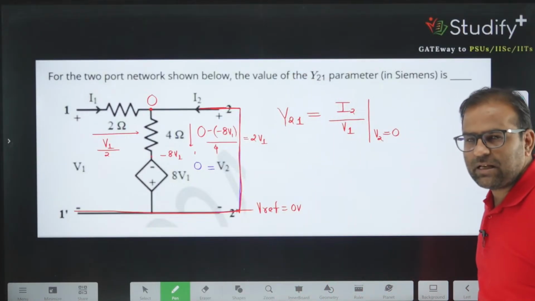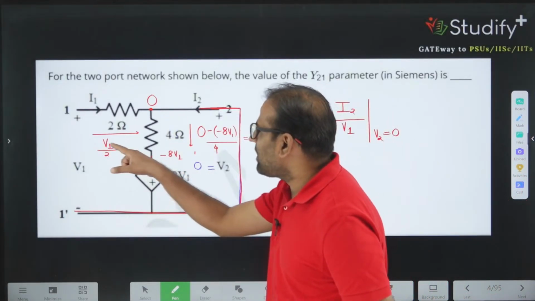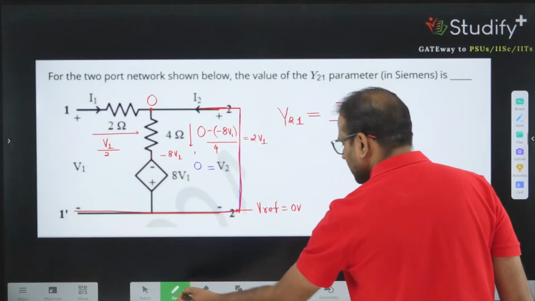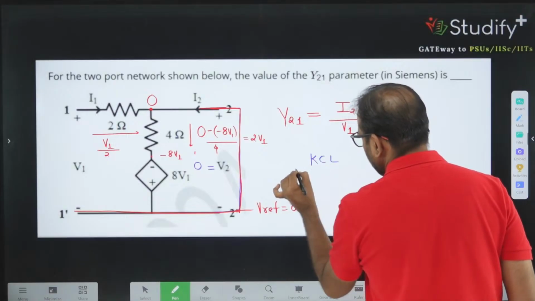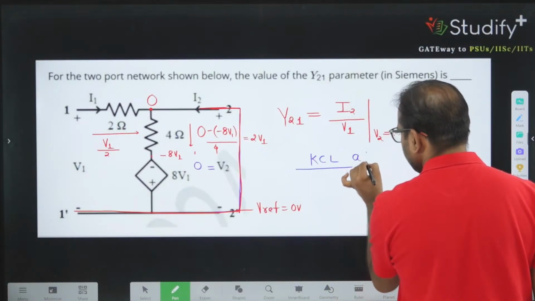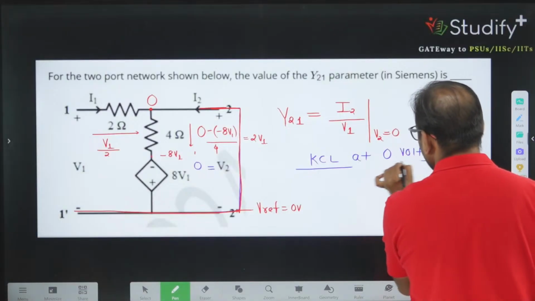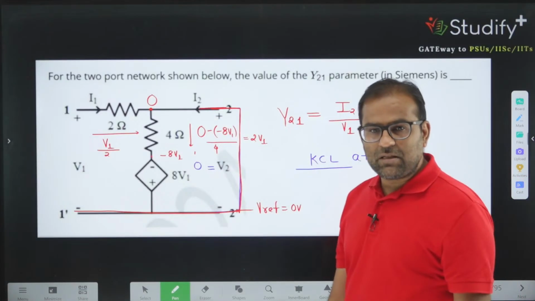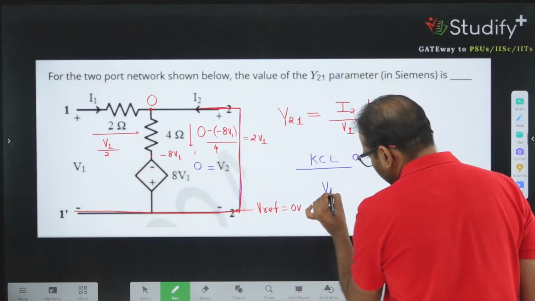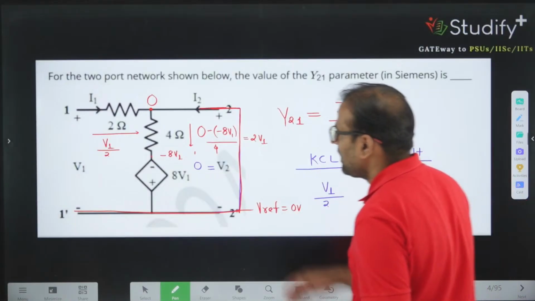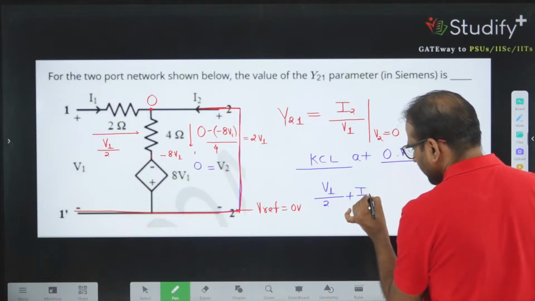Now you can easily calculate. Just apply a KCL here. What is the incoming current to the node? Just a KCL can answer our question. KCL at 0 volt node. What is incoming current? Incoming current is V1 by 2, so I will write V1 by 2 here. What is one more incoming current? I2, so I will write I2 here.